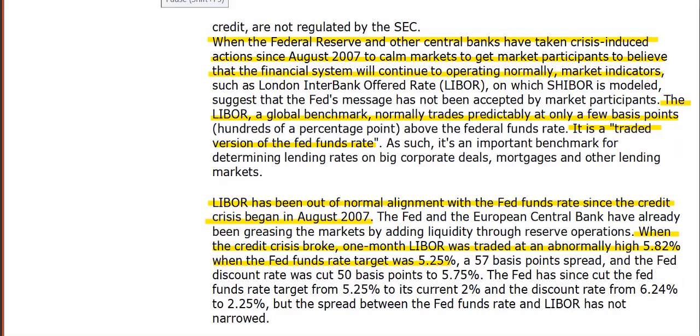The Federal Reserve and other central banks have taken crisis-induced action since August 2007 to calm markets and to get market participants to believe that the financial system will continue to operate normally. In other words, basically revive confidence in the market. Market indicators such as the London Interbank Offered Rate, LIBOR, on which SHIBOR is modeled, suggest that the Fed's message has not been accepted by market participants. In other words, they don't believe them.